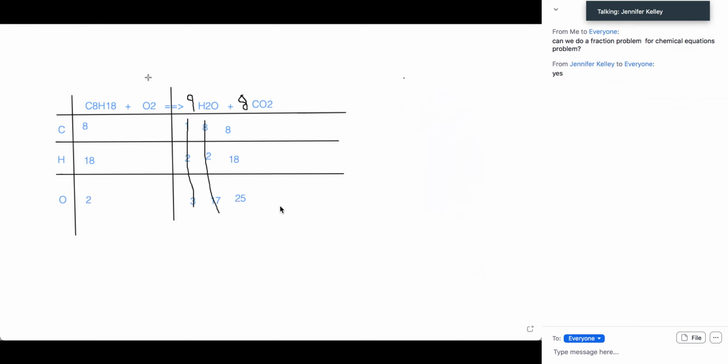And then if we look at the oxygen, we have O2, but we also have a 25 that we're trying to match it with. You can't do that with a whole number, so we have to do that fraction thing. So we're going to do 25 over 2. I get that from this: 25 is going to become the numerator, and this 2 is going to become the denominator. So that's how I know what to put in front of my O2.